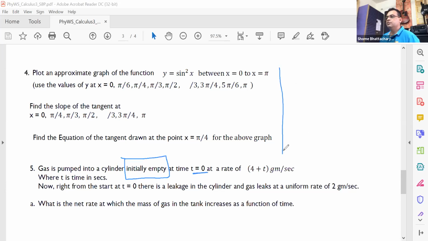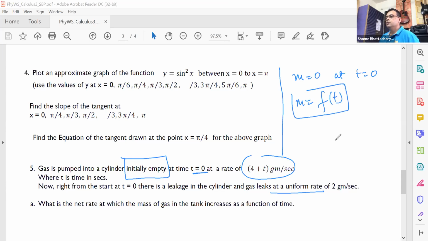So that's the first thing we can start with, that the mass of gas is equal to 0 at t equal to 0. But we are pumping in gas, plus there is some leakage also happening. That means in general, mass will be some kind of function of time. Okay. Why will it be a function of time? Because we are changing the mass. How do we know we are changing the mass?